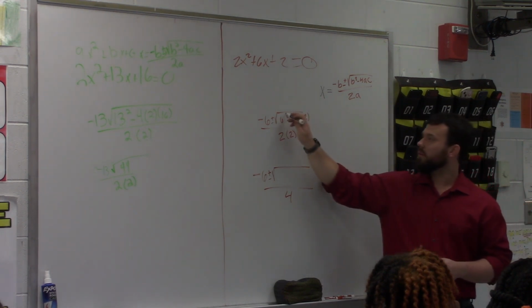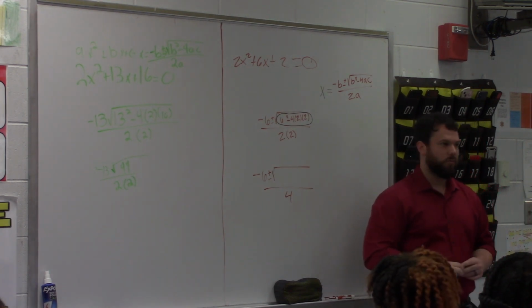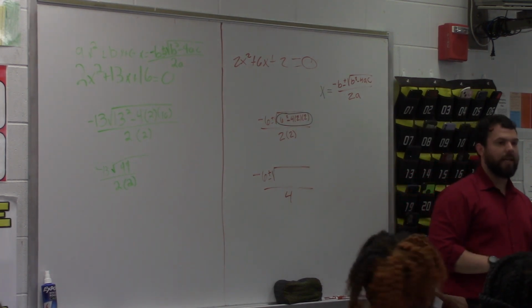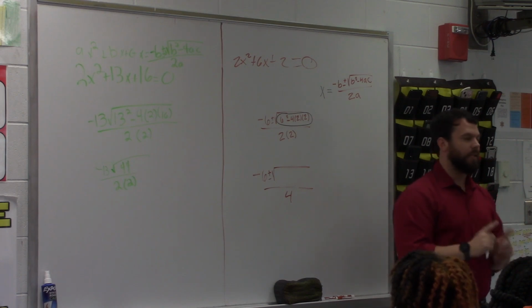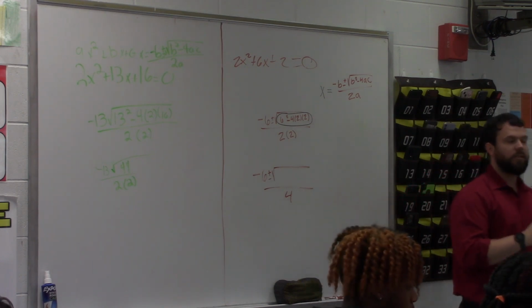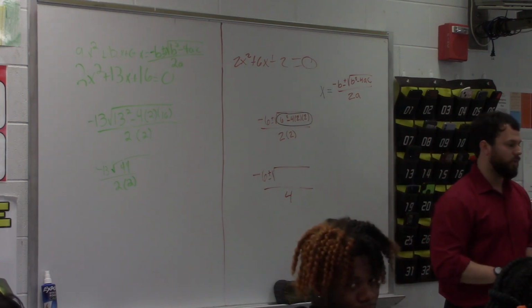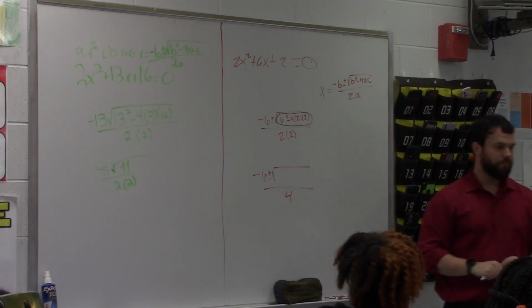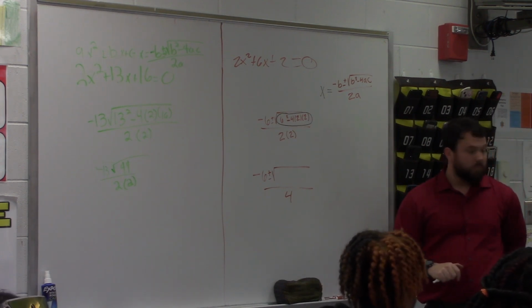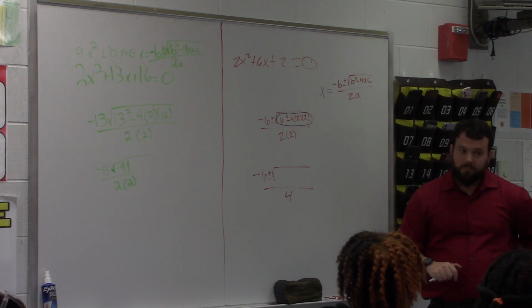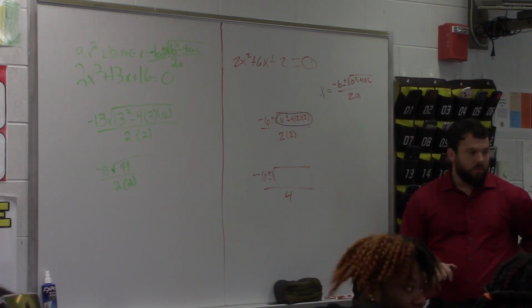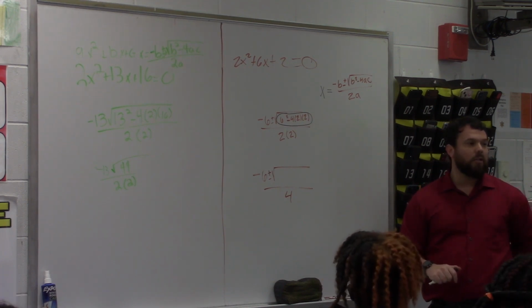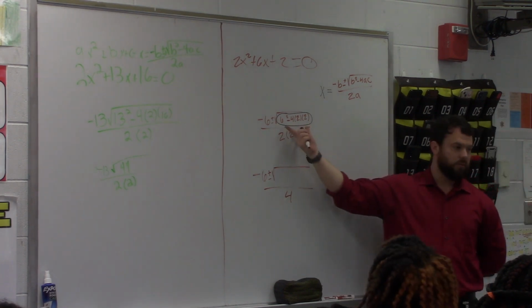Look. What is this thing underneath the radical called? The radicand. Type the radicand into the calculator, and that's it. 6 squared minus 4 times 2 times 2. The radicand is what is underneath or within the radical.